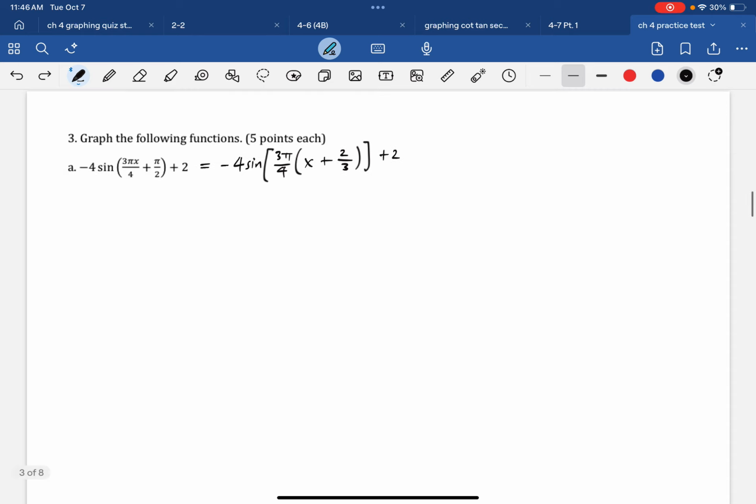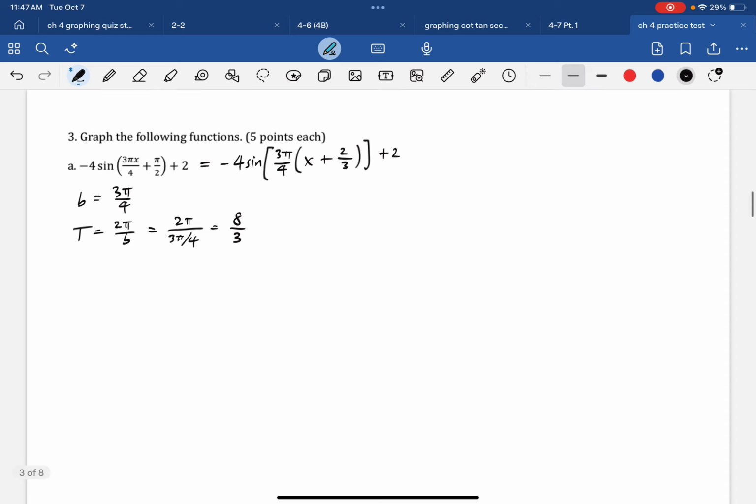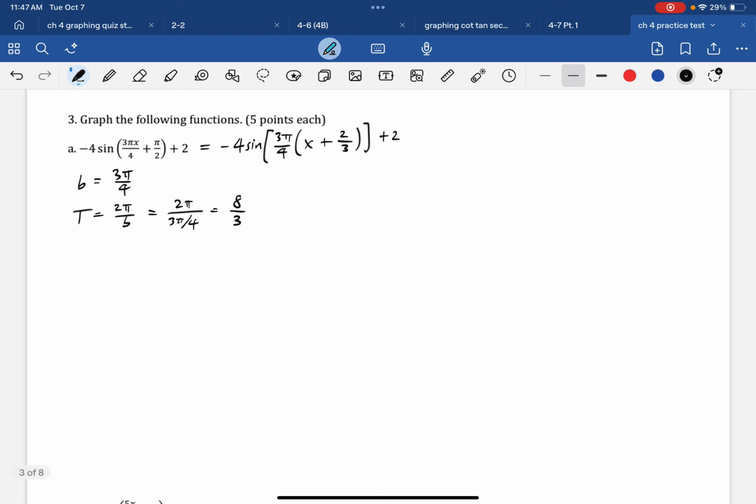Let's start by finding the period. So our b value, which is our coefficient of x, is 3 pi over 4. So that means that T is equal to 2 pi over b, right? That's true for sine, cosine, secant, cosecant. Not true for tangent and cotangent, but it's true for sine. And so T is equal to 2 pi over b, which is equal to 2 pi over 3 pi over 4, which is equal to 8/3. So we found the period.